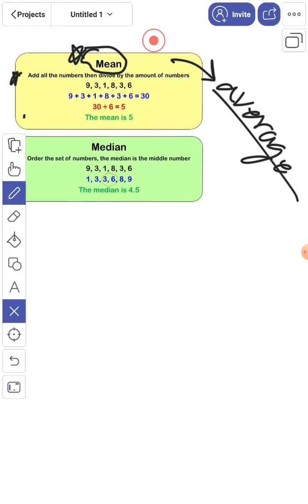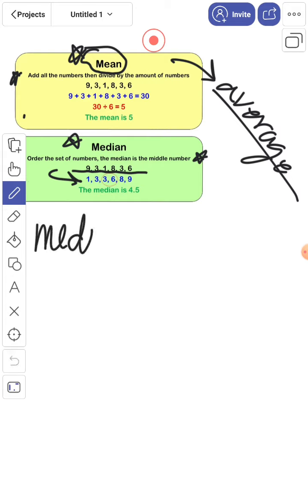Okay, so now let's talk about the median. The median is a little different. There's barely any math that needs to be done. So the same set of numbers. What you're going to do first, write this down: order the set of numbers. The median is the middle number. And median sounds like middle, right? To me it sounds like the middle.